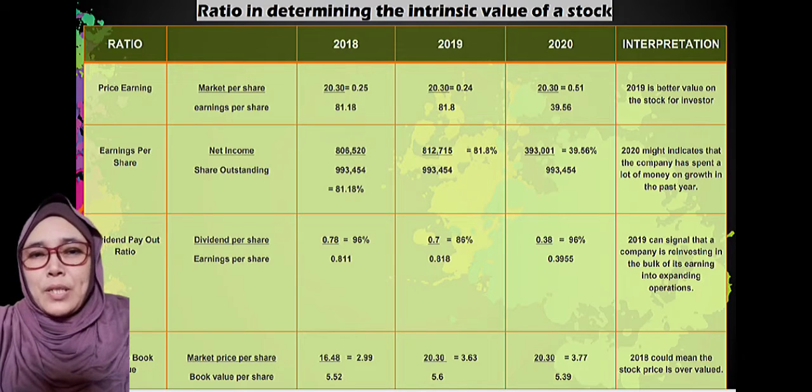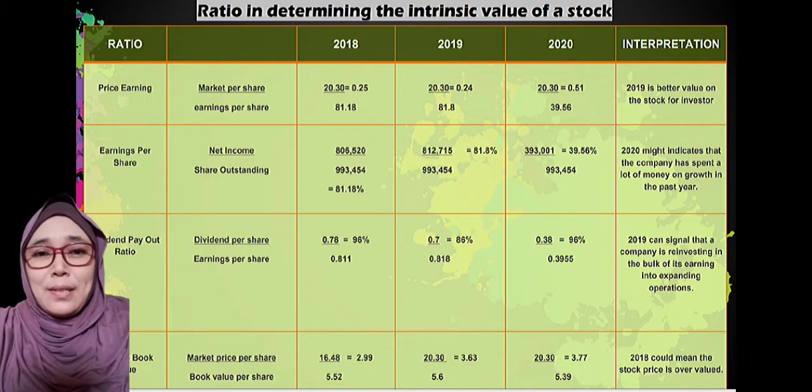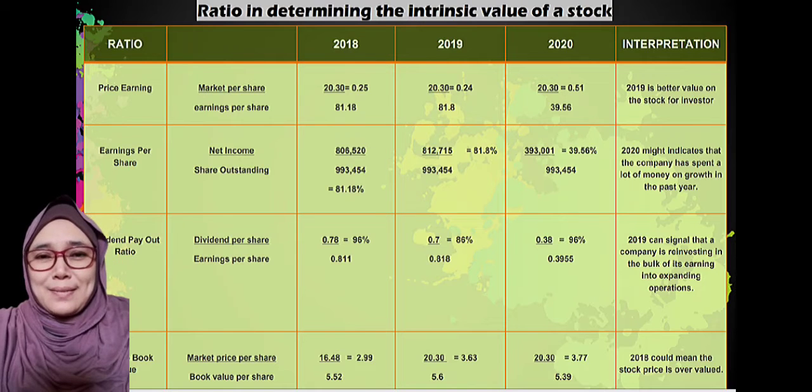Calculate for earning per share, the formula is net income divided by shares outstanding. The figure in 2018 is 39.56%, 2019 is 81.8%, and 2020 is 81.18%. Interpretation: 2020 might indicate that the company has spent a lot of money on growth in the past year.